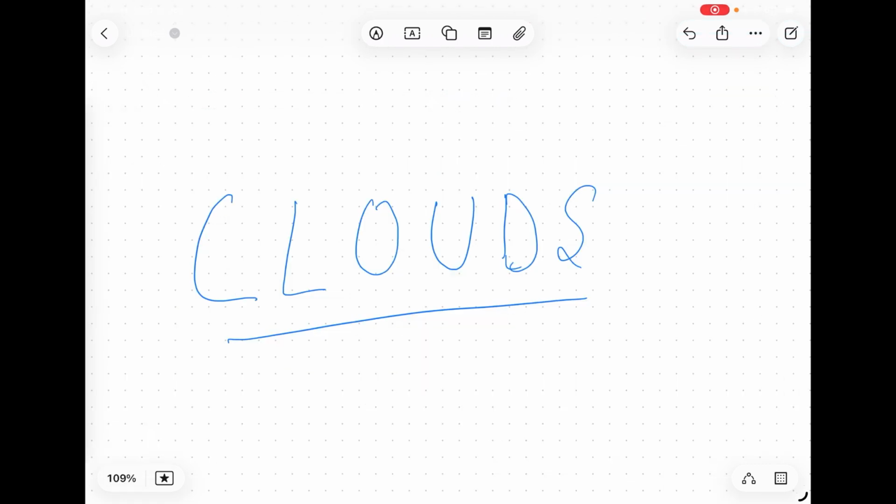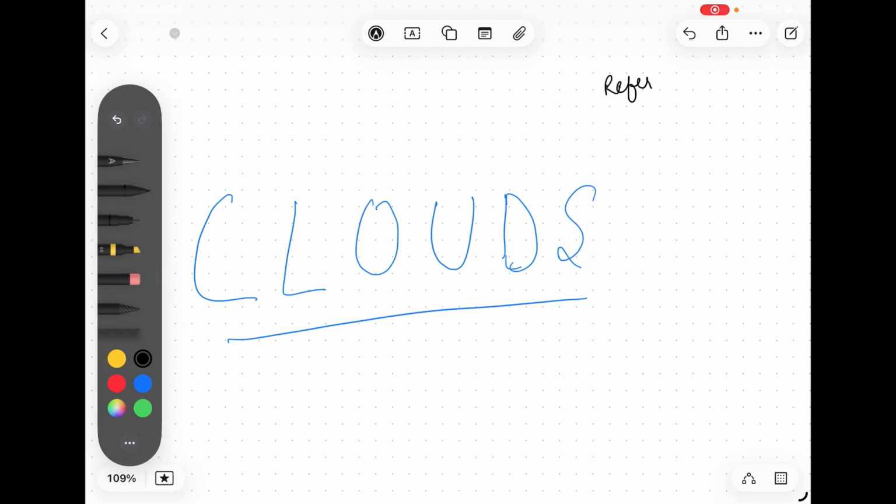So now we're going to talk about clouds. I've heard a lot of people say that clouds are the most difficult to understand. The reason is not that it's difficult, it's just that it's too vast and you cannot remember everything. So the best way to study this particular topic is to refer to the question bank and then refer to the theory.